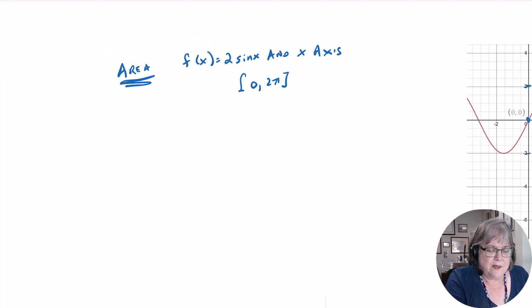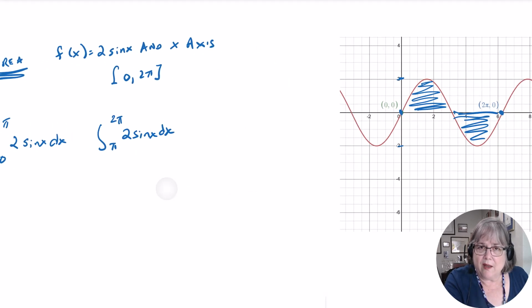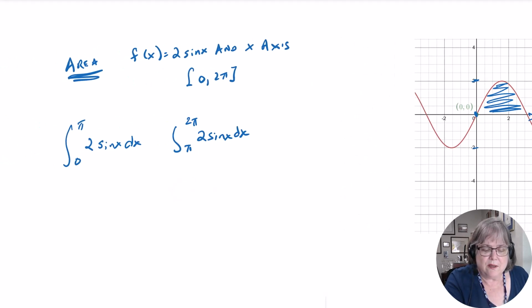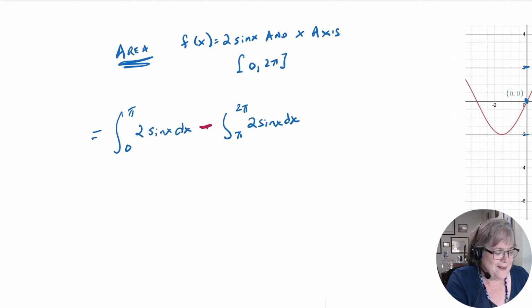So what I would say is this first section from 0 to pi is just fine. But the second section from pi to 2 pi is going to give me a negative numerical value. So I need to compensate for that by either using the absolute value signs or throwing another negative in there so that it changes the negative to a positive, right?